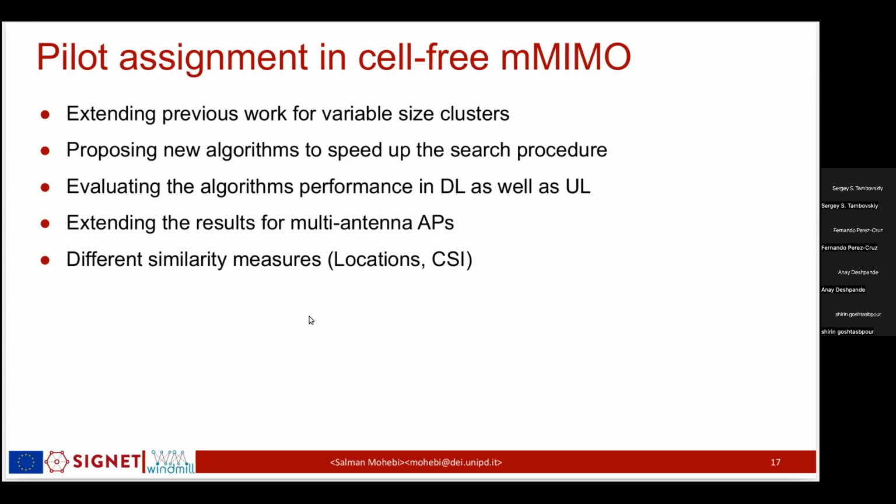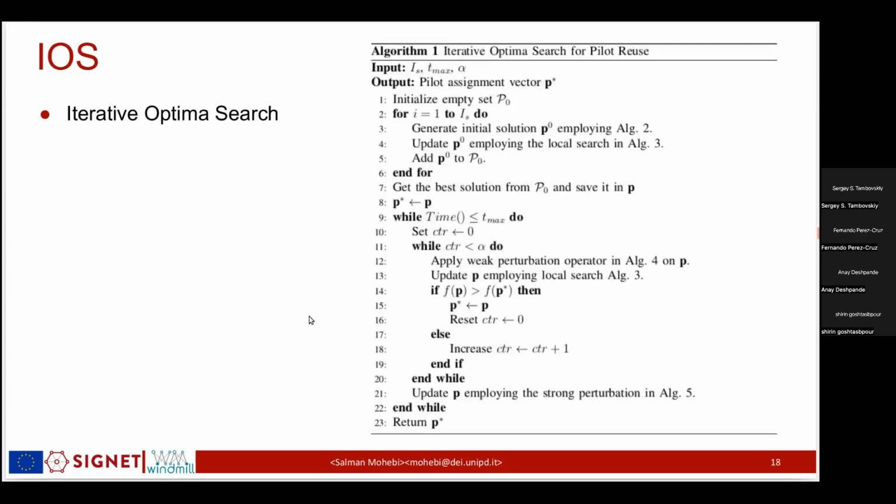And also we propose new algorithms, and then the next work speeds up the search process, and we compare the results for the uplink and downlink, and we considered multi-antenna access points instead of having only one. Instead of using only the location of the users, we assume, why not ignore the location and maybe use some other information like CSI or something like this.